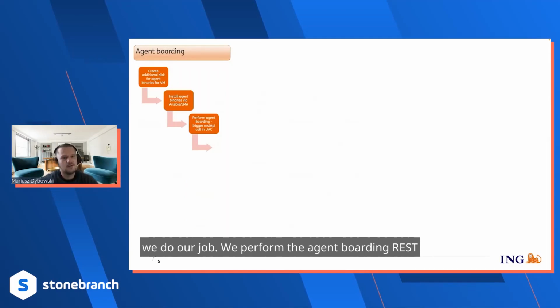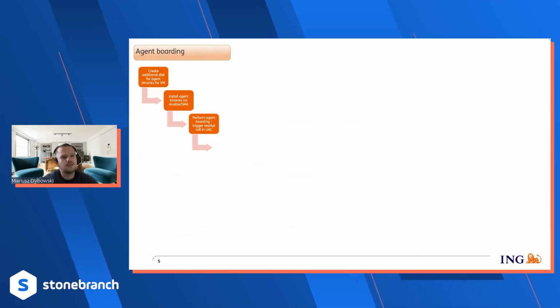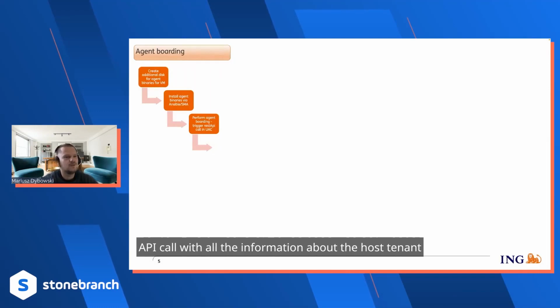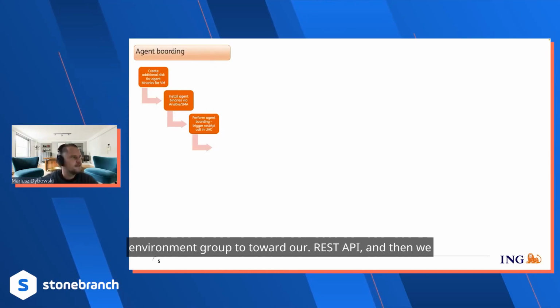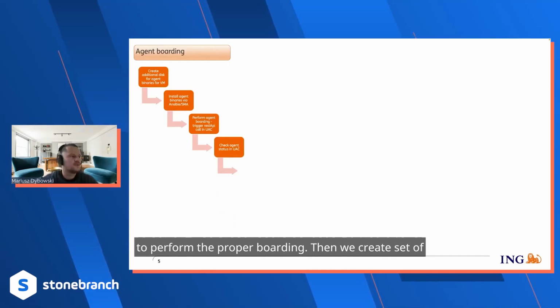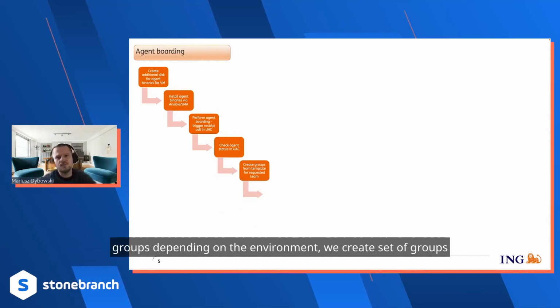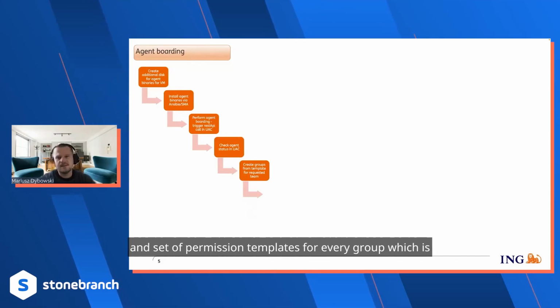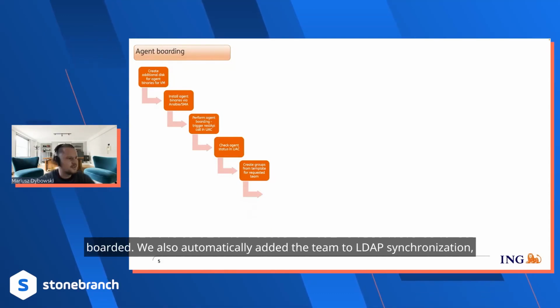Then we do our job: we perform the agent boarding REST API call with all the information about the host, tenant, environment, and group toward our REST API. Then we check if the agent status is active inside UAC to confirm proper boarding. Then we create a set of groups depending on the environment, and a set of permission templates for every group which is boarded.